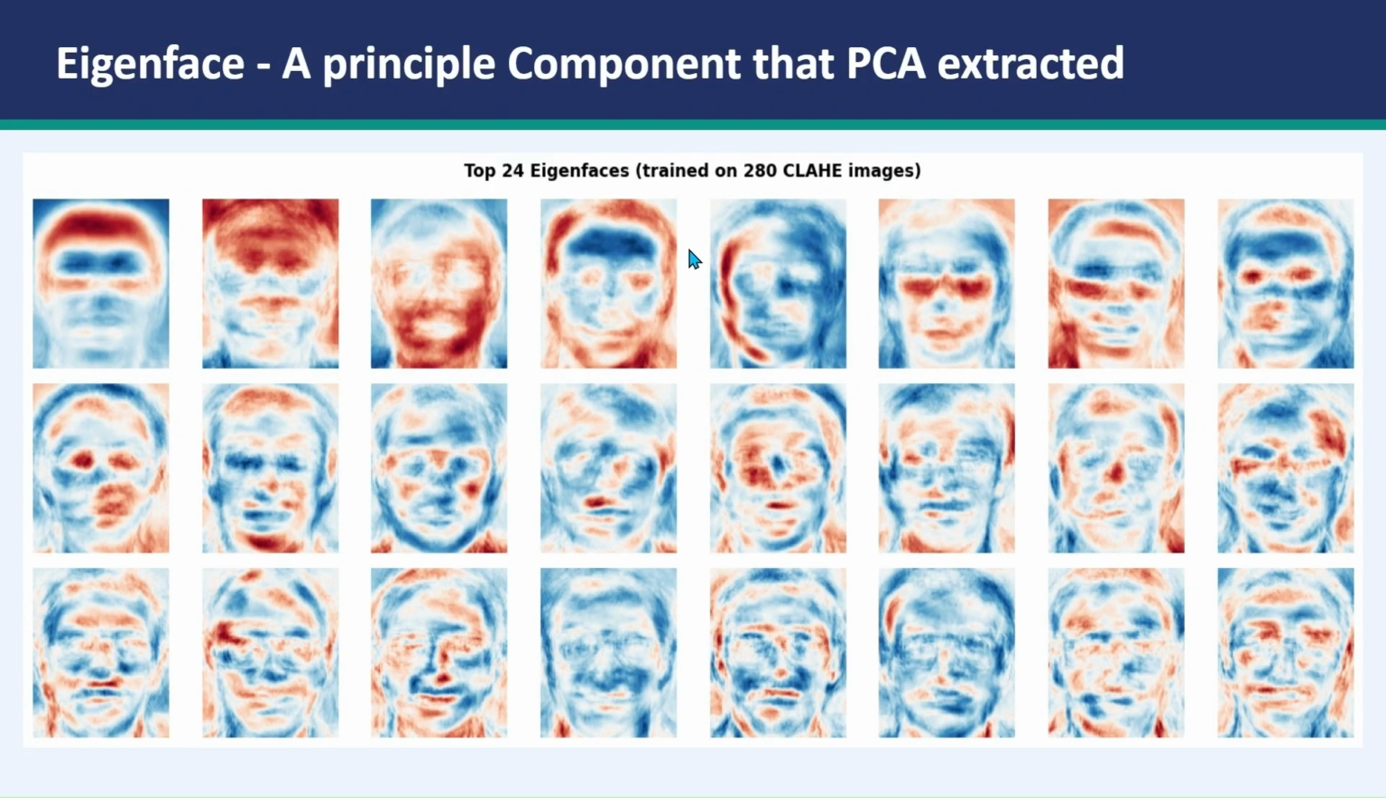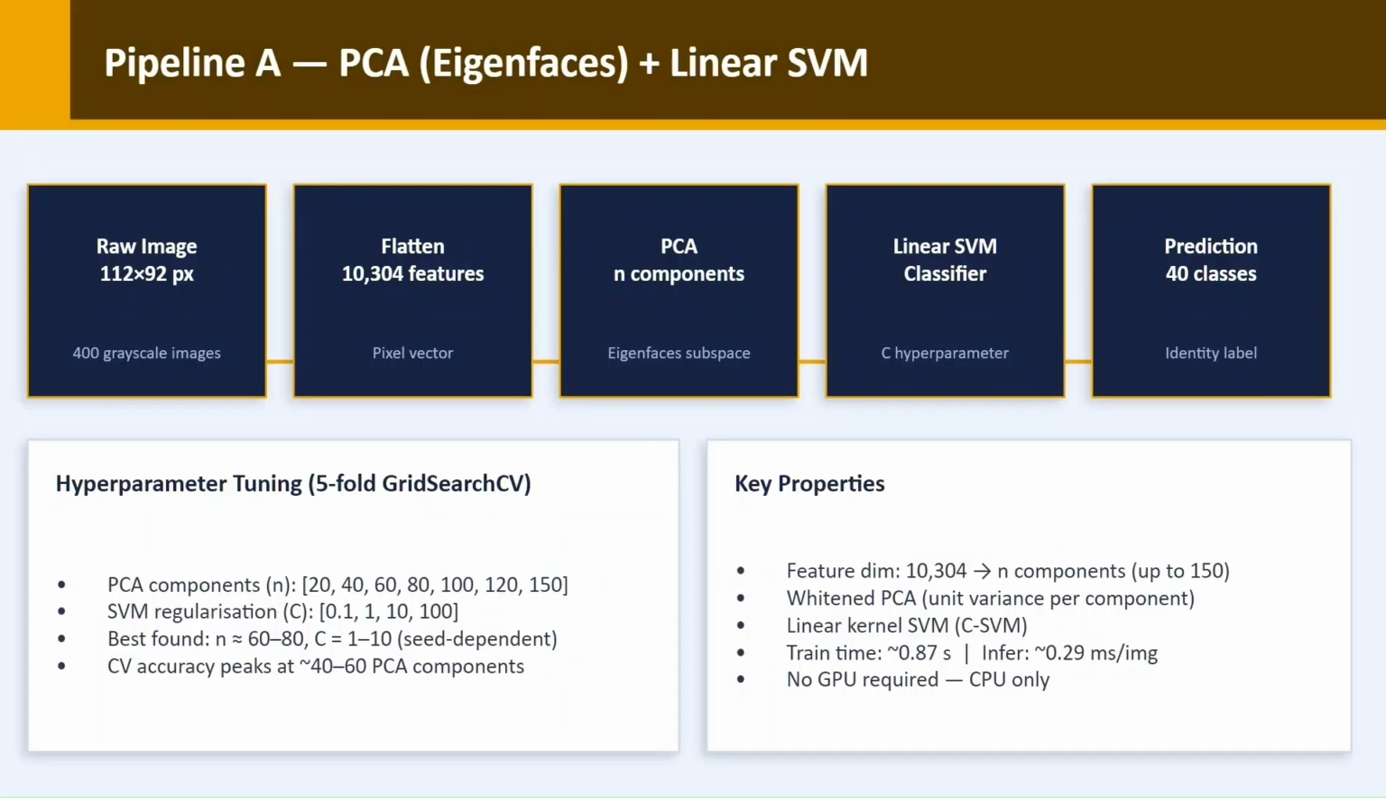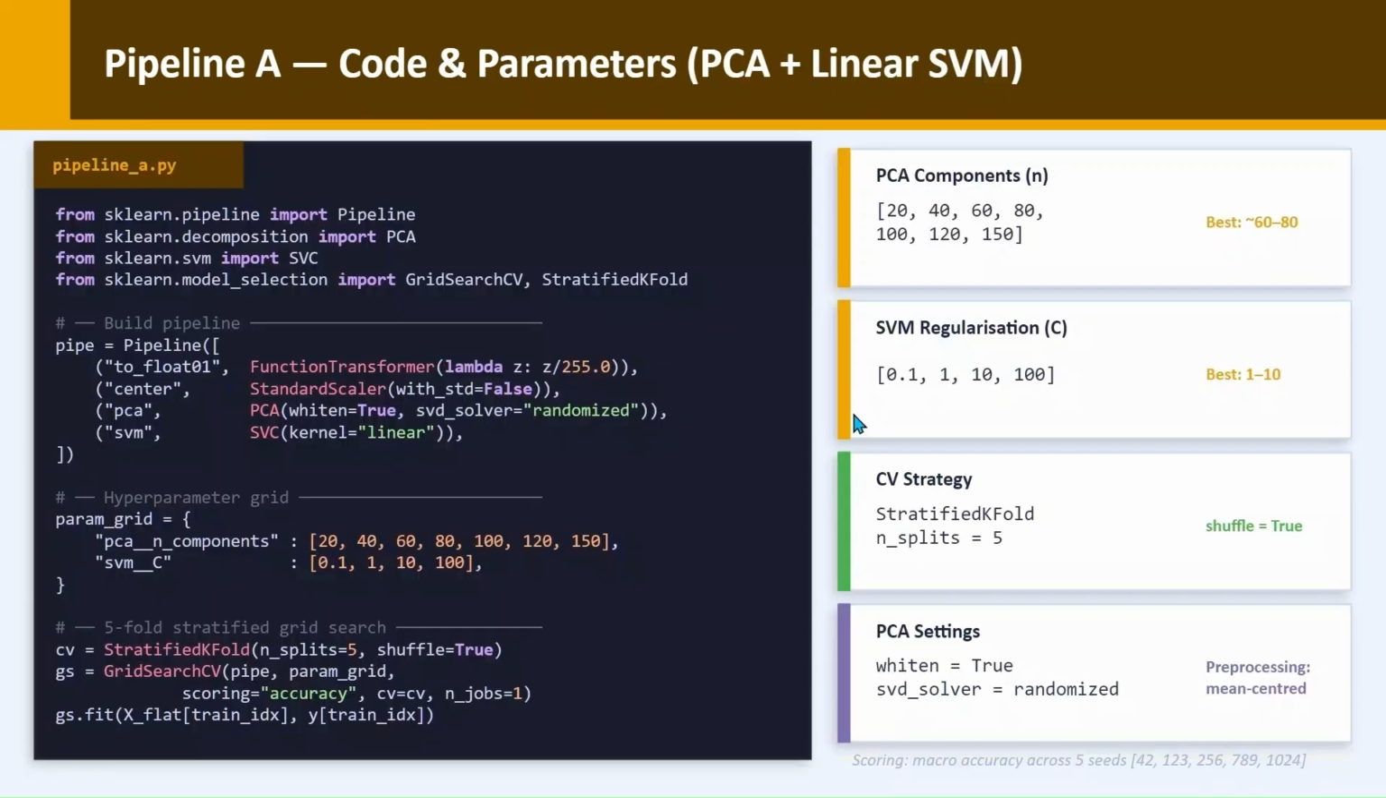They look like a ghostly blended face shape. We keep only the top n of them, reducing 10,000 numbers down to just 60 or 80. Finally, the support vector machine, SVM, takes a small set of numbers and draws a boundary to decide which of the 40 identities it belongs to. The best thing is there's no need of GPU. It takes under a second to process. Now let's look at the code.